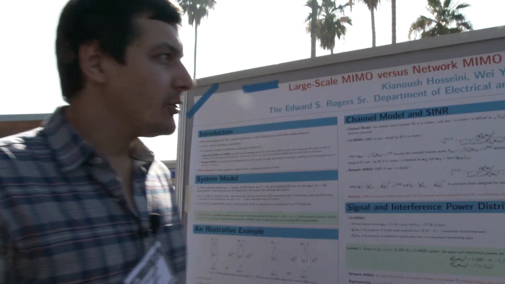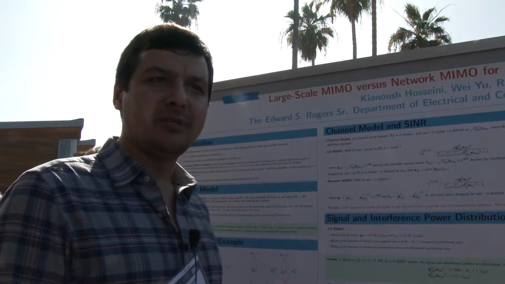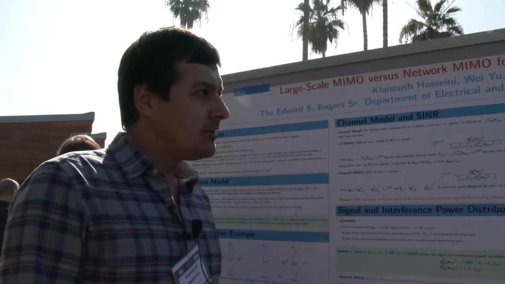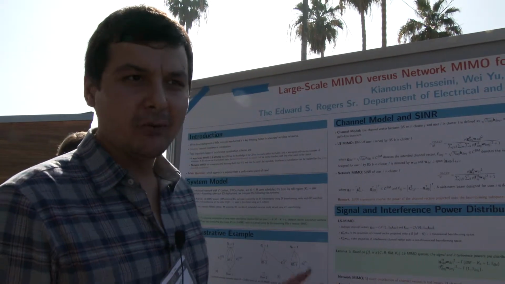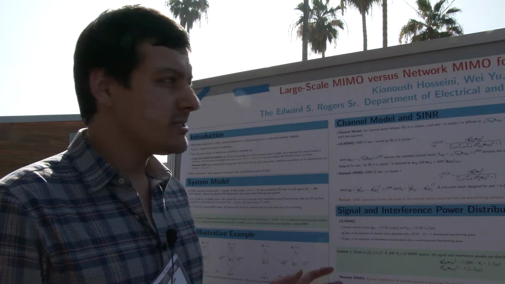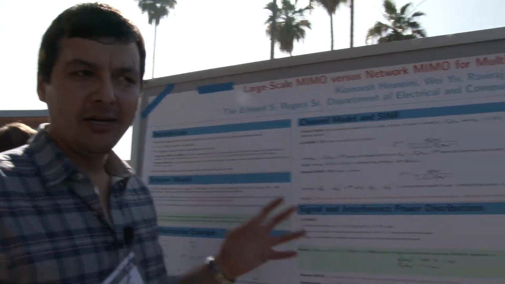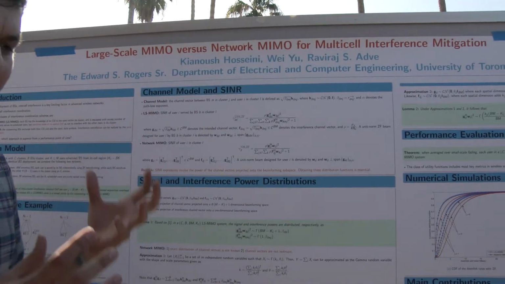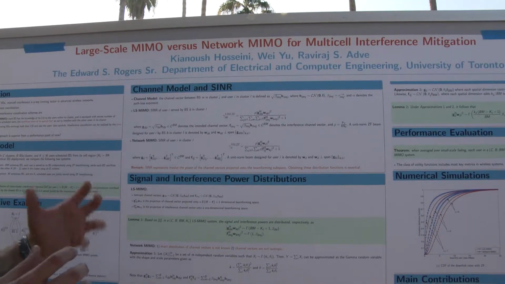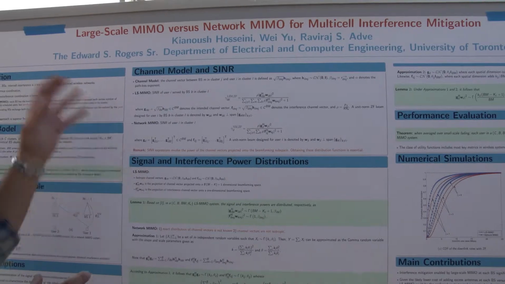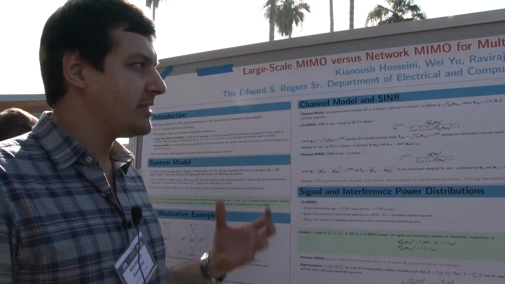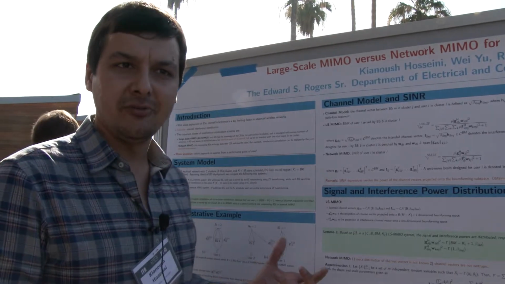So in this work, we're looking at two different multi-cell interference mitigation schemes, namely large-scale MIMO and network MIMO. Interference cancellation in the two networks is enabled in different ways. In network MIMO, everything is coordinated, so base stations share CSI and data symbols and they jointly transmit to the users. Large-scale MIMO doesn't have that backhaul communication or coordination, but instead it has a larger number of antennas.